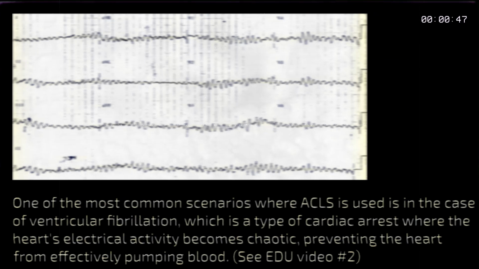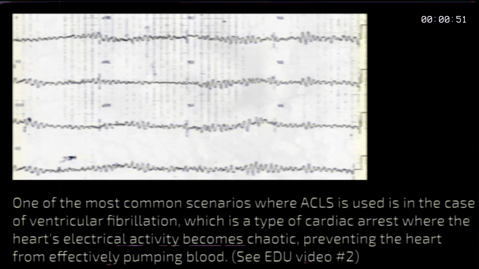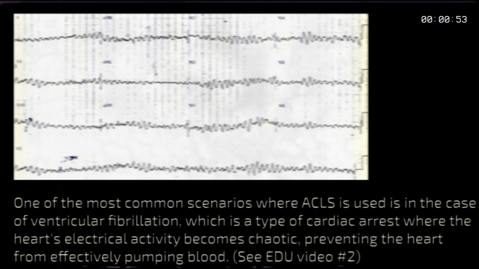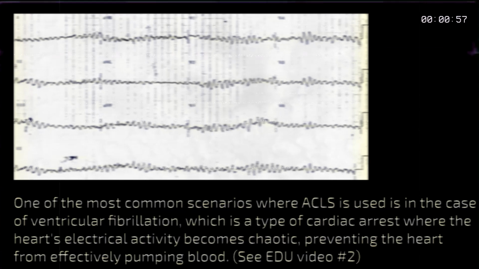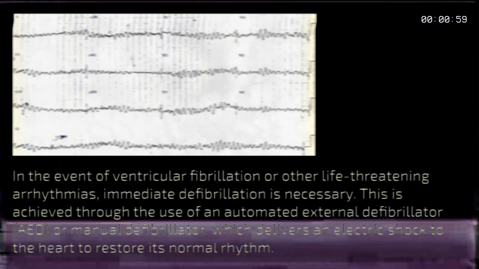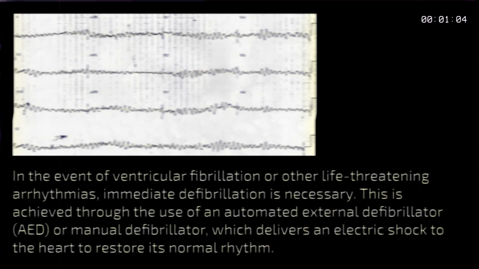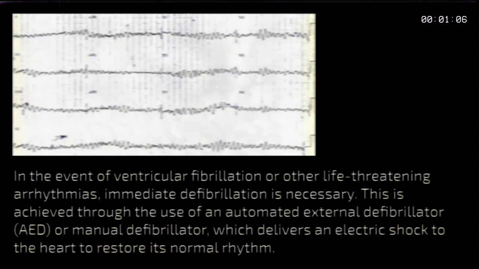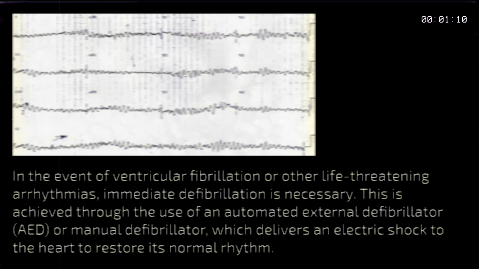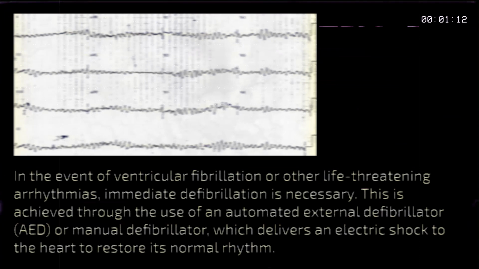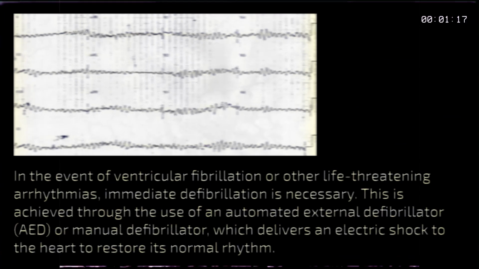One of the most common scenarios where ACLS is used is in the case of ventricular fibrillation, which is a type of cardiac arrest where the heart's electrical activity becomes chaotic, preventing the heart from effectively pumping blood. In the event of ventricular fibrillation or other life-threatening arrhythmias, immediate defibrillation is necessary. This is achieved through the use of an automated external defibrillator, or manual defibrillator, which delivers an electric shock to the heart to restore its normal rhythm.